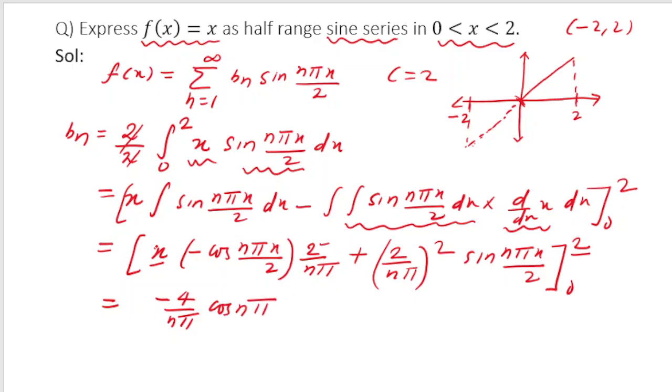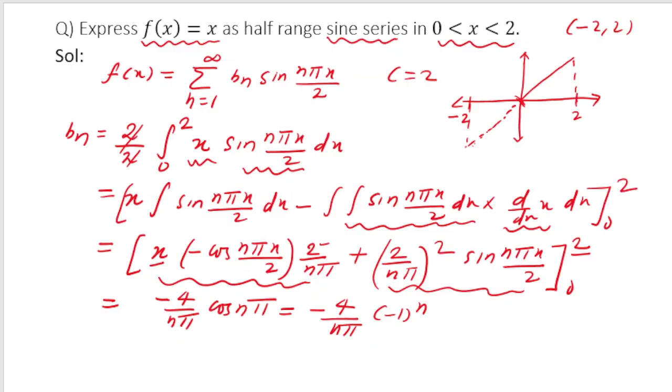If I put 0 here, 0 into this will make it 0 in the first term. Now if you look at the second term, if you put 2 in place of x, you will get sin n pi into 2 by 2, so the 2s cancel, so you will get sin n pi is equal to 0, and if you put 0 again, sin 0 is 0, so everything will become 0 except this term. So this is nothing but minus 4 by n pi, and cos n pi is minus 1 to the power n.